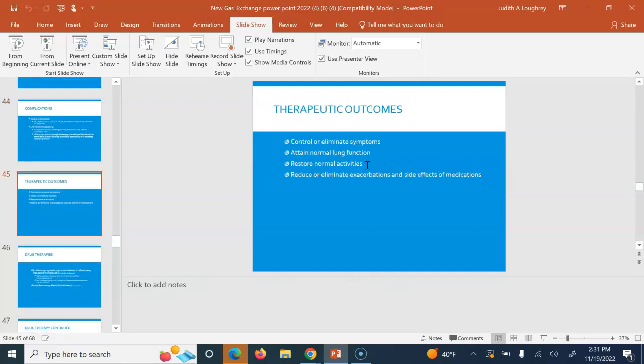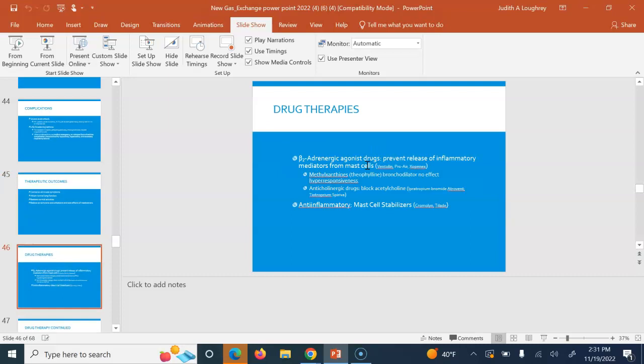How do we treat? Well, we oftentimes want to treat by preventing an attack. So how do we do that? We control or eliminate symptoms. We attain normal lung function. We restore normal activities and reduce or eliminate exacerbations and side effects of medications. Drug therapies, beta-2 adrenergic agonist drugs, they prevent release of inflammatory mediators from mast cells. That includes Ventolin, ProAir, Xopenex.